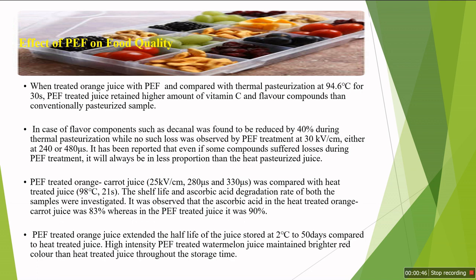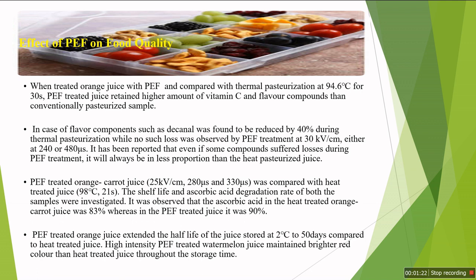PEF treated orange carrot juice at 25 kilovolt per centimeter for 280 microsecond and 330 microsecond was compared with heat treated juice at 98 degrees Celsius for 21 seconds. The shelf life and ascorbic acid degradation rate of both the samples were investigated. It was observed that the ascorbic acid in the heat-treated orange carrot juice was 83%, whereas in the PEF-treated juice it was 90%.